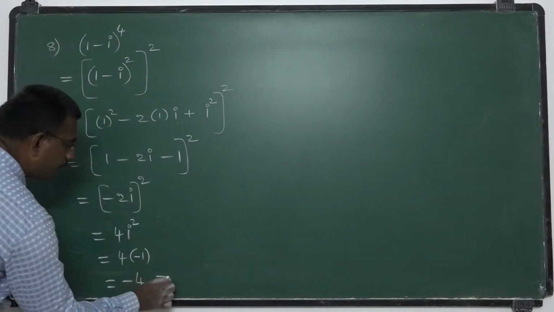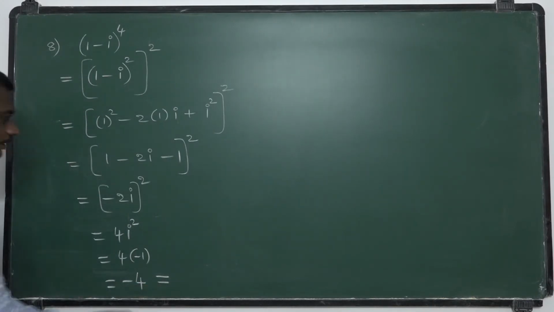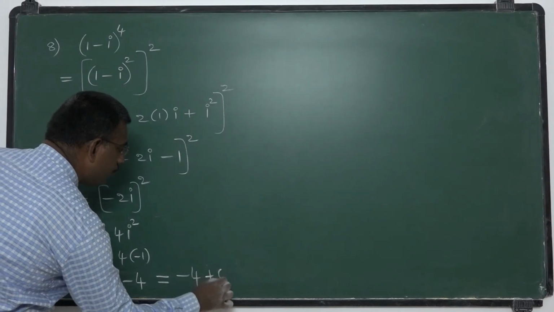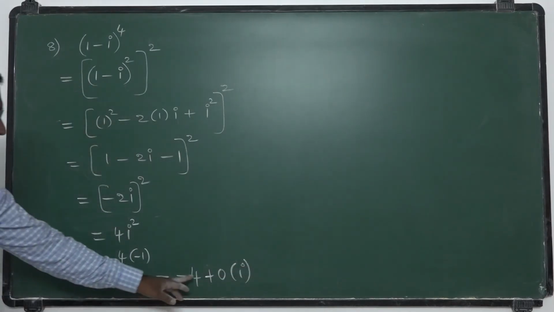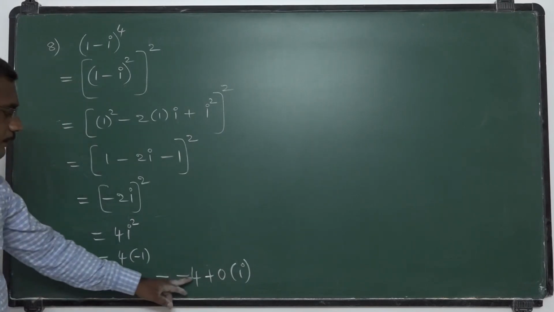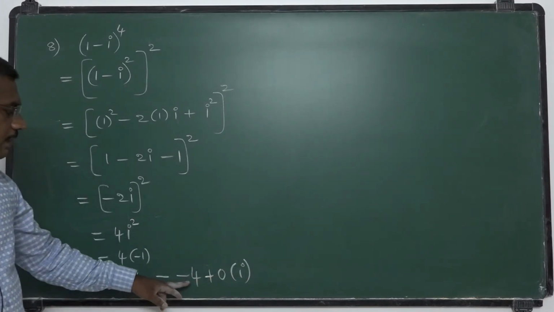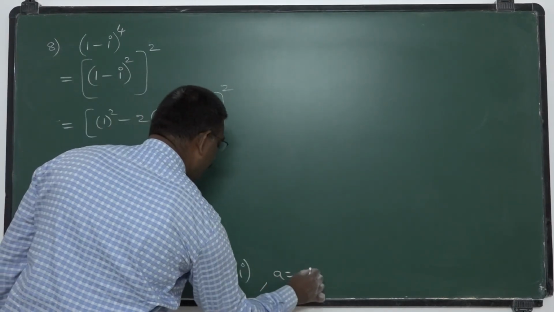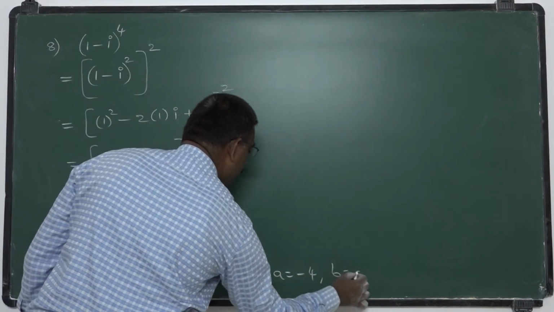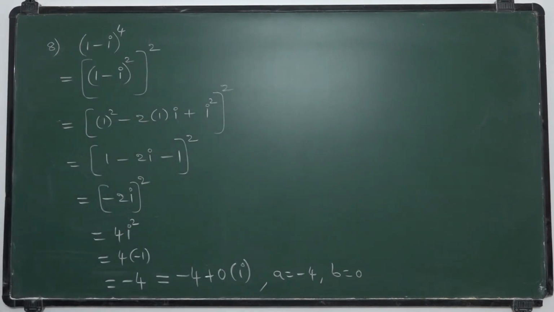So this is in the form of a plus ib. So minus 4 plus 0 into i. So minus 4 can be written as minus 4 plus 0i. So this is in the form of a plus ib. So here a equal to minus 4 and b equal to 0. Okay, write down.